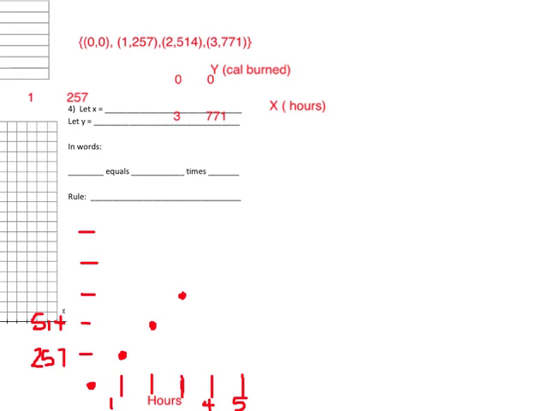And then I ask myself, is this a continuous graph? So does it make sense to connect the dots? And it certainly does, because I will burn calories if I just walk for a half an hour. So I'm going to go ahead and connect the dots.